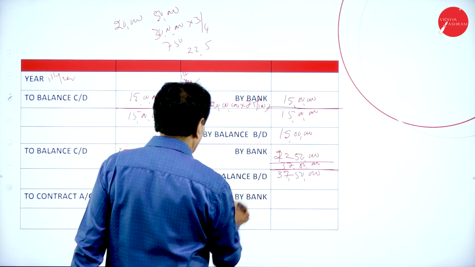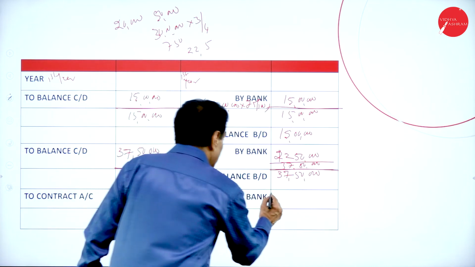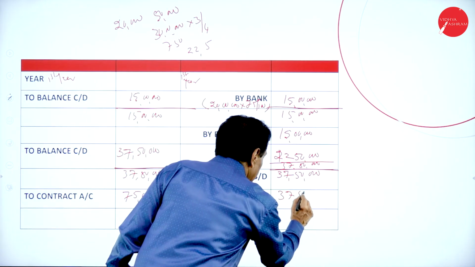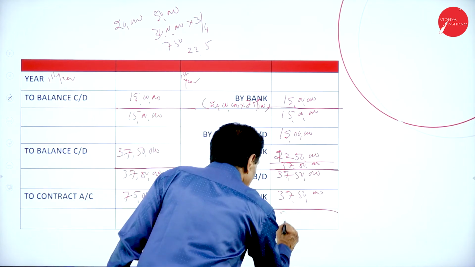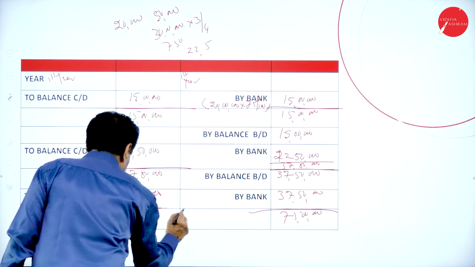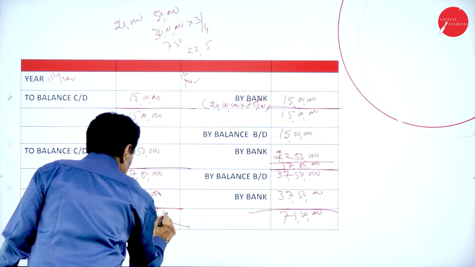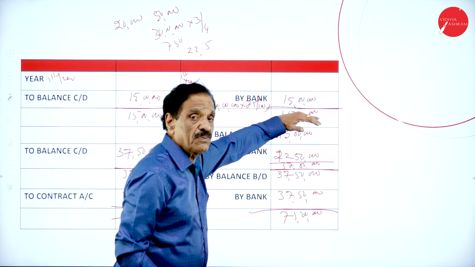Out of 75 lakh, another 37 lakh, half of this. By bank account, 37 lakh 50,000. Add the figure. This is 75 lakh. This is 75 lakh. How we receive? By bank, 75% of 20 lakh is 15 lakh.